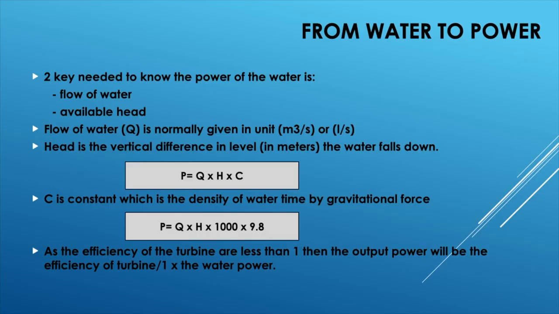So the formula becomes P equals Q times H times 9.8 times 1000. This is how we calculate the power of the water. As the efficiency of the turbine is less than 1, the output power will be the efficiency of the turbine, over 1, times the water power.